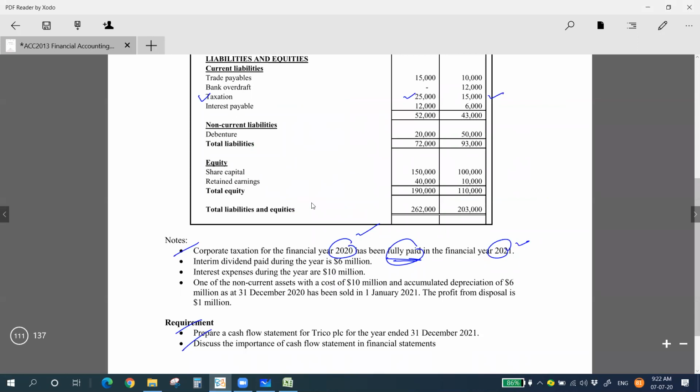The next information says that the interim dividend paid during the year is 6 million. So this 6 million we will show in the cash flow statement under operating activities. We will show this amount of 6 million under operating activities as dividend paid.